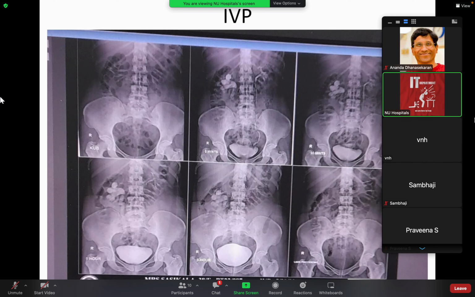Complete the IVU, always complete the opposite kidney and the bladder. Sometimes the bladder is commonly missed. Here you are interested in knowing the capacity of the bladder. Why do you want to know that? The bladder looks of adequate capacity, and in the post-void film there is no residue, there is no filling defect.